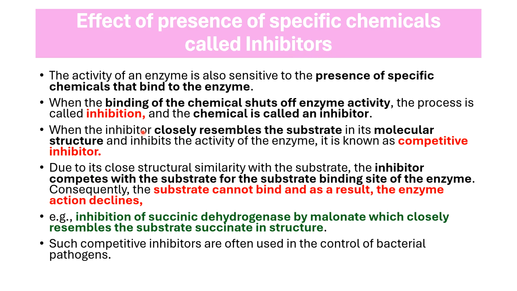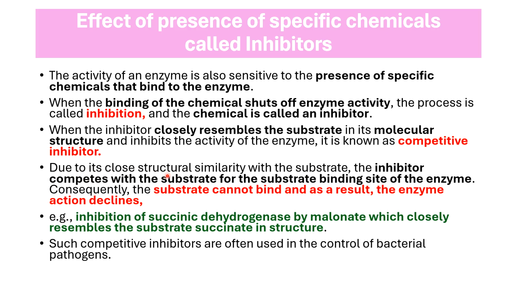And if the structure of the chemical is resembling that of the substrate, then those inhibitors are known as competitive inhibitors, right? Not all the inhibitors are competitive inhibitors. Only those inhibitors which resemble the substrate in shape or structure are known as competitive inhibitors. Now, why do we call them competitive inhibitors? Because there is a resemblance in the shape of the substrate. The inhibitors compete to bind with the active site. That's why they are known as competitive inhibitors.